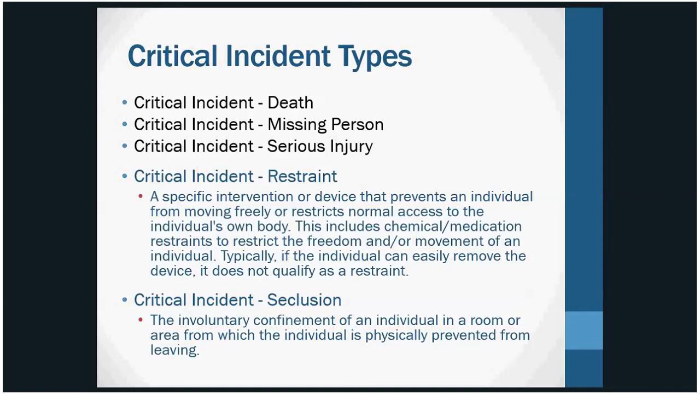In addition, just on this screen, the definitions of restraint and seclusion are listed there. Restraint is a specific intervention or device that prevents an individual from moving freely or restricts normal access to the individual's own body. This includes chemical or medication restraints that restrict the freedom and or movement of the individual. Typically, if an individual can easily remove the restraint or the device, it does not qualify as a restraint. And then for the critical incident seclusion definition, this is involuntary confinement of an individual in a room or area from which the individual is physically prevented from leaving.